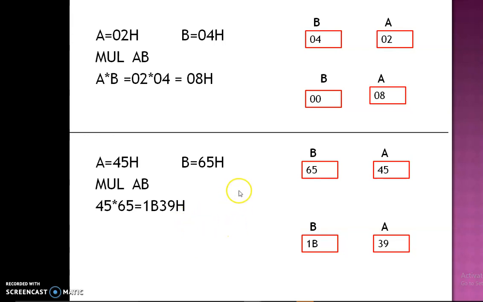If 8-bit result, accumulator is sufficient to see the result. But if you get 16-bit result, lower byte, first byte, is stored in the accumulator, higher byte, second byte, is stored in the B register. So remember this.